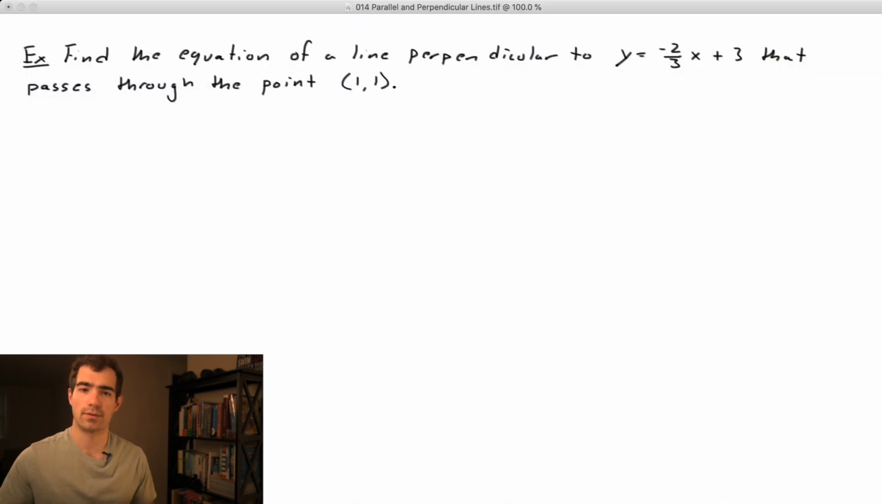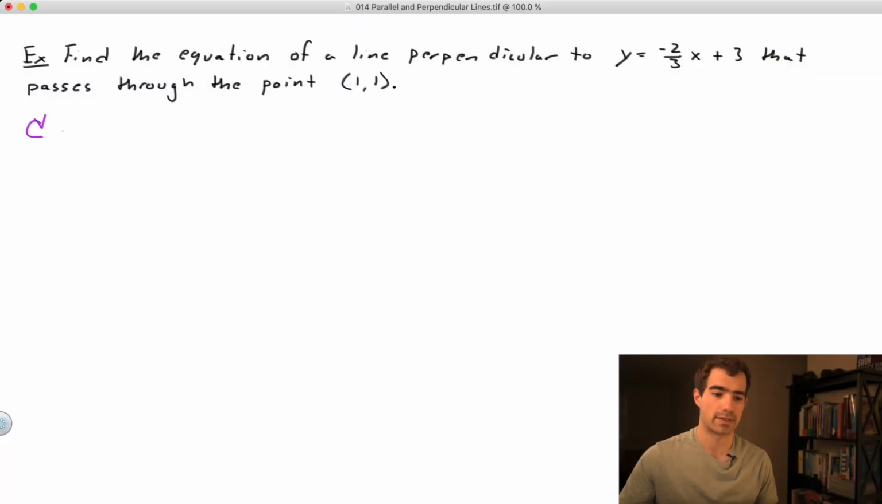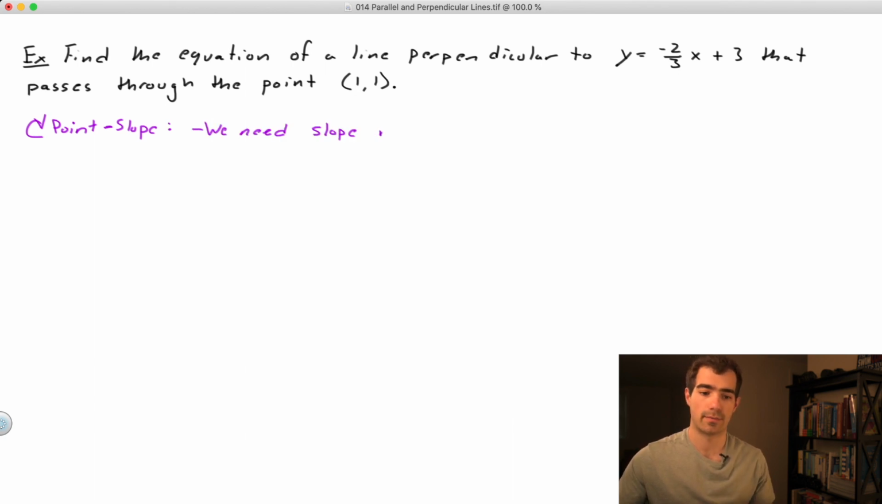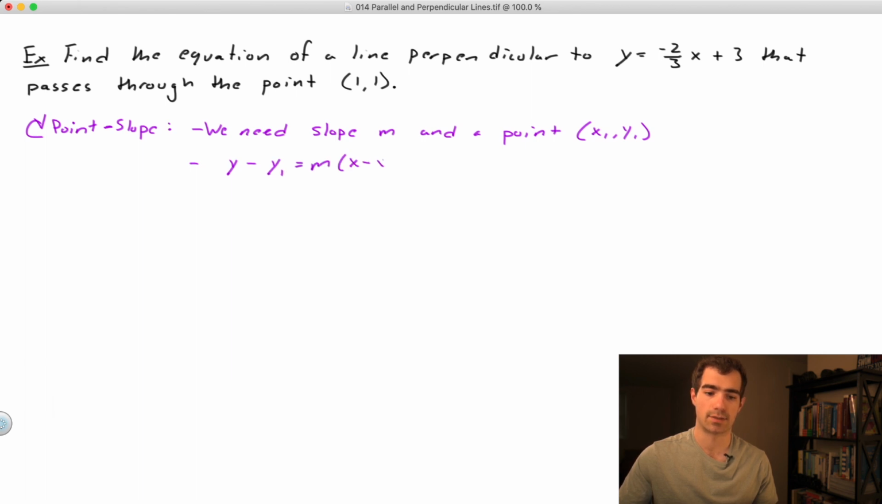And so how might we do that? If we recall from our previous video on point slope form, we know that all we need to write the equation of a line is a point and the slope. And so we need slope m and a point (x1, y1). And that's going to allow us to utilize the point slope form of y minus y1 equal to m times x minus x1. Now we already do have a point, right?